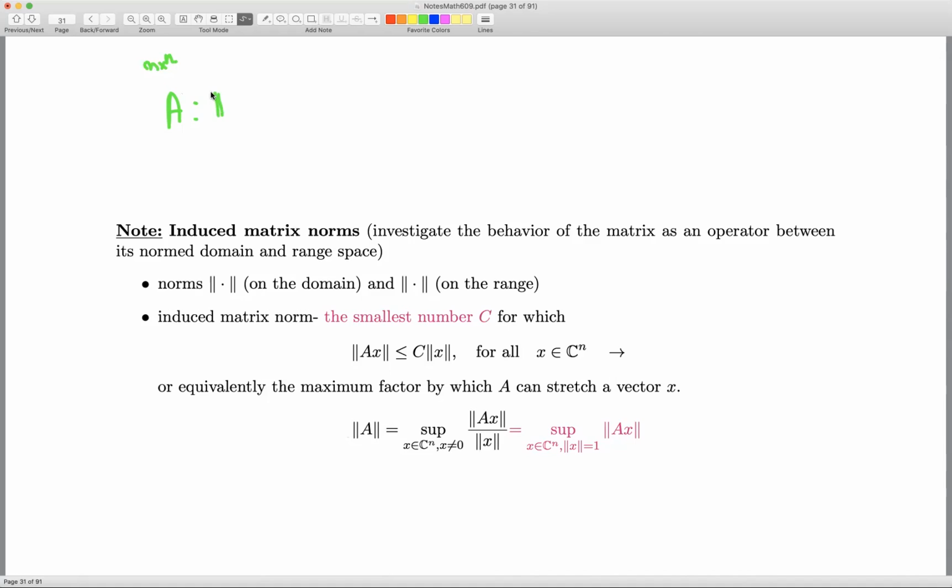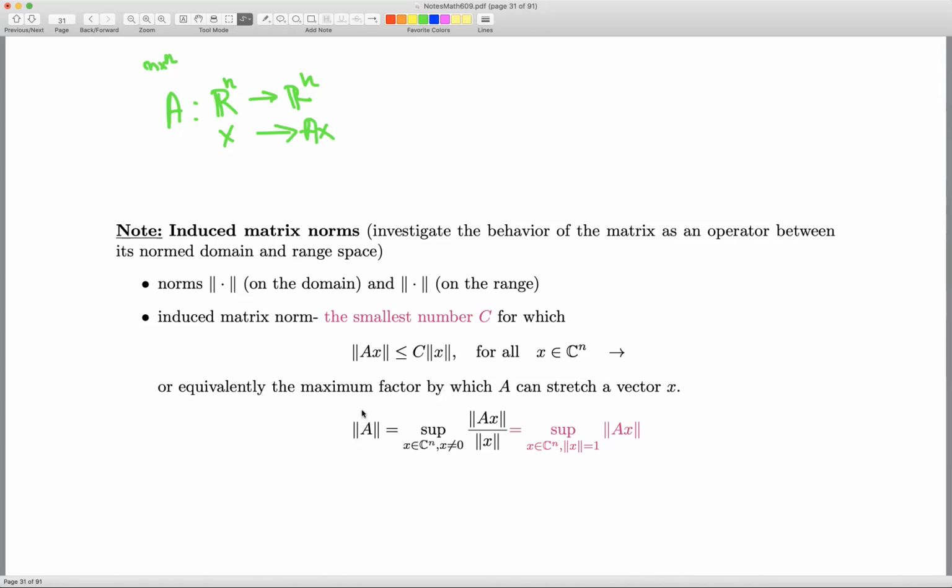Then if I look at the matrix A, this matrix can be viewed as a mapping from Rn to Rn, because to every vector x in Rn, I can associate the vector Ax. And therefore, since A is a matrix, this is a linear operator. As a linear operator, it has a norm. And I define the norm of a matrix as the norm of this linear operator, which I am doing right here.